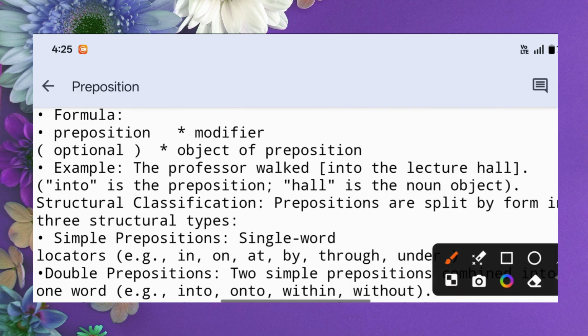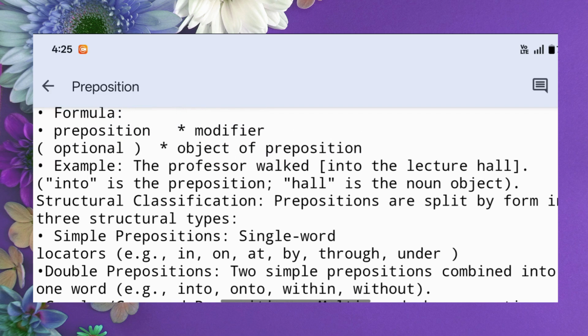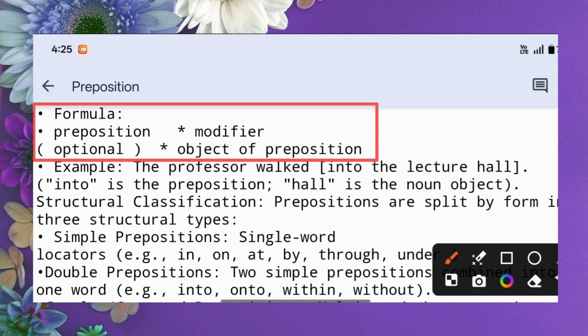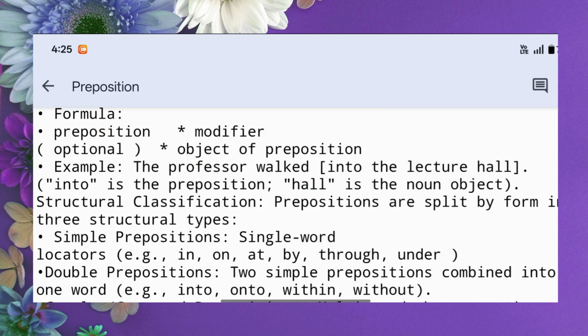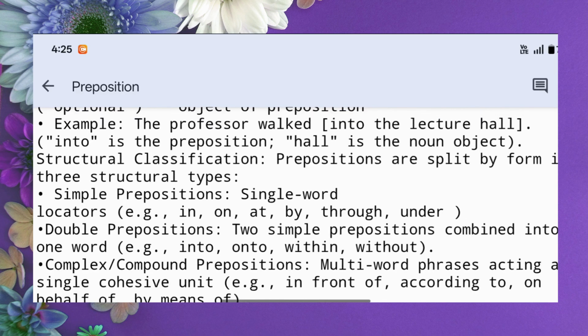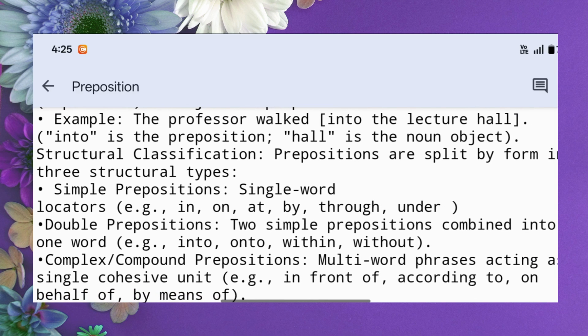Next, let's see the formula. Preposition plus modifier (optional) plus object of preposition. This formula is very important. Next, example: the professor walked into the lecture hall. Into is the preposition, hall is the noun object.